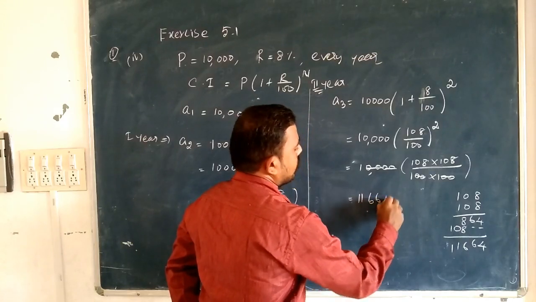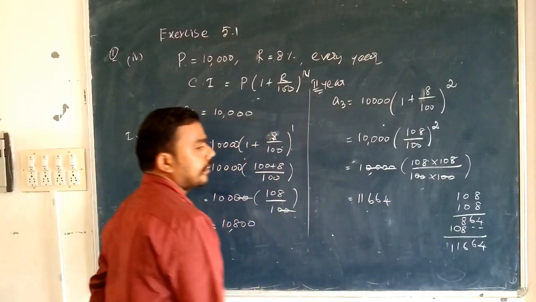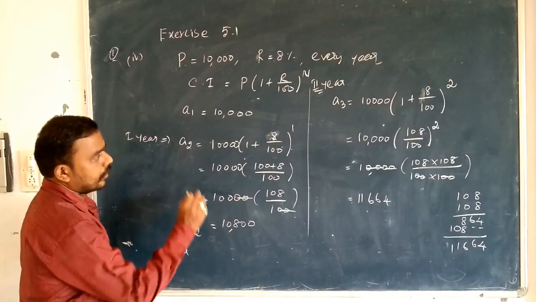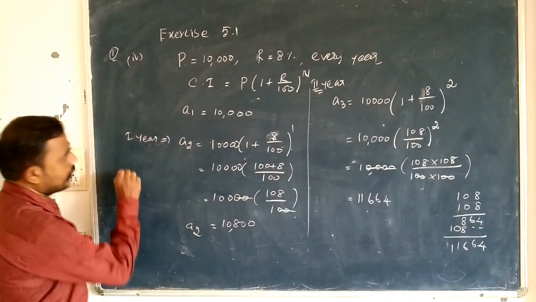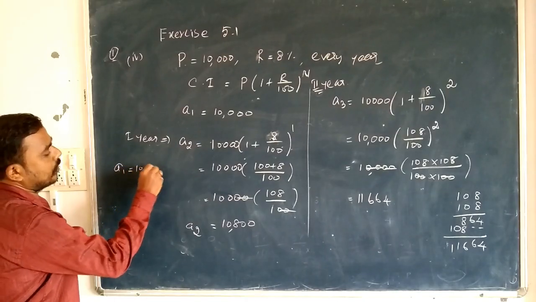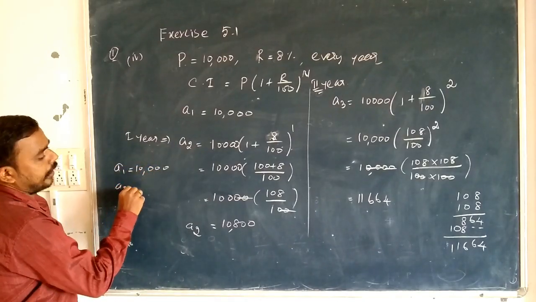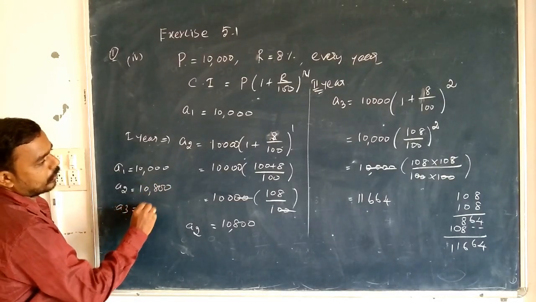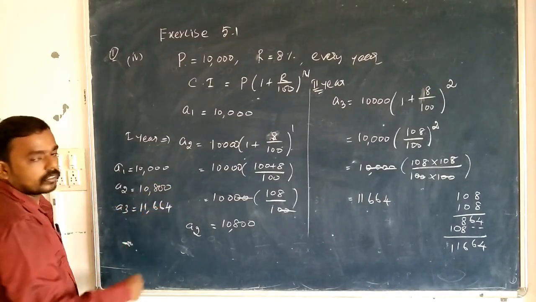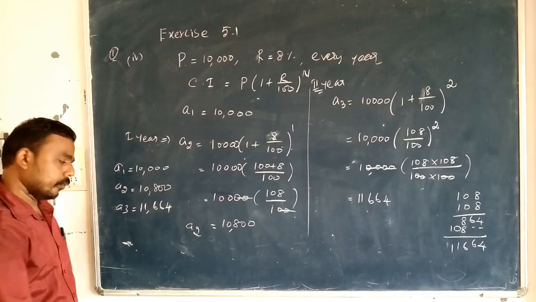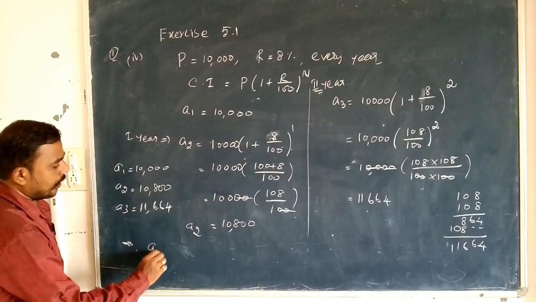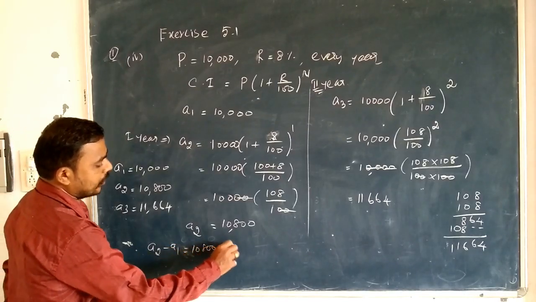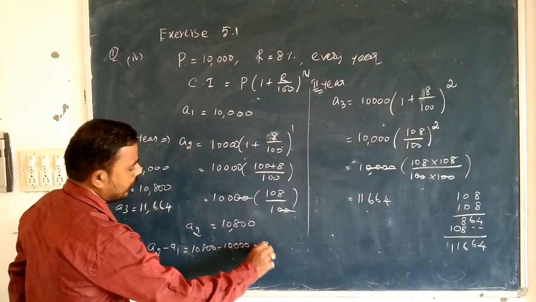11,664 is A3. Now just think about it: A1 equal to 10,000, A2 equal to 10,800, A3 equal to 11,664. We can find the next A4 also, but anyway, now check the A2 minus A1 value. So 10,800 minus 10,000 equal to 800.